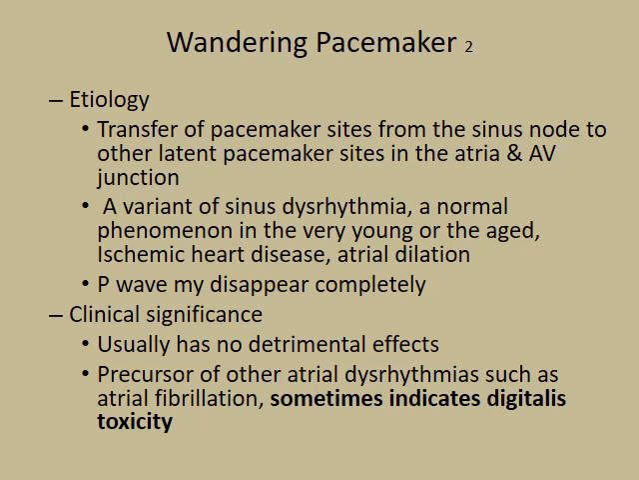All right, like we said in the last slide, this signal starts in the SA node and then wanders out into the atrium somewhere, wanders back into the SA node, and wanders back out into the atrium someplace. So it's a variant of a sinus dysrhythmia. It can happen in the very young or the very old, and it's indicative of ischemic heart disease. And when your atriums start to dilate, swell up due to too much fluid in there, sometimes your P waves may completely disappear.